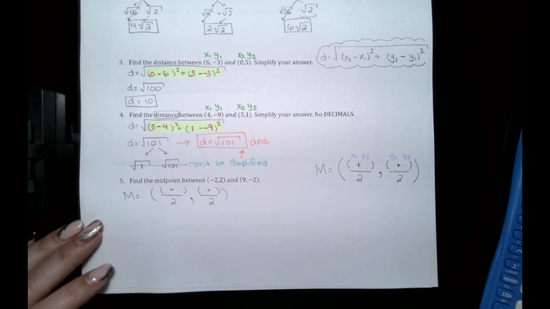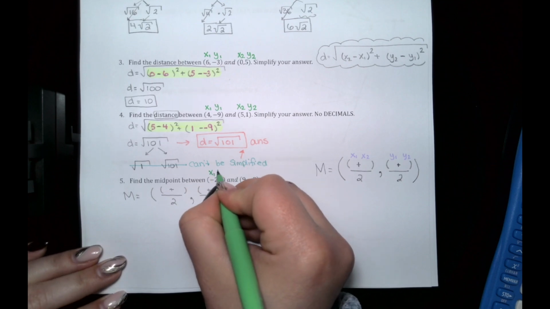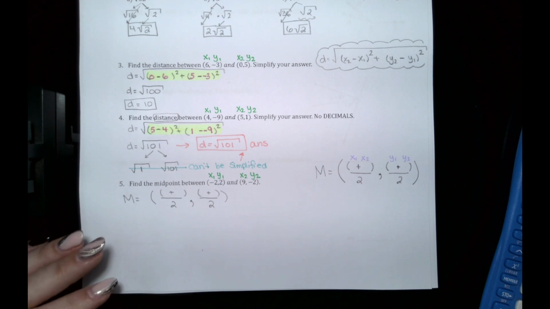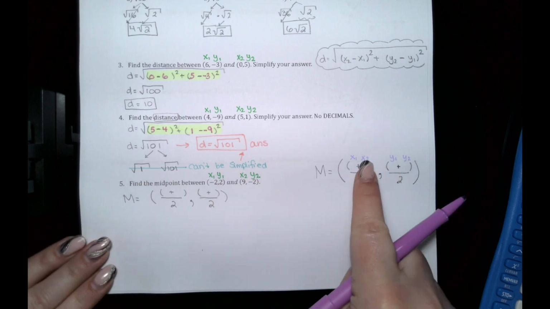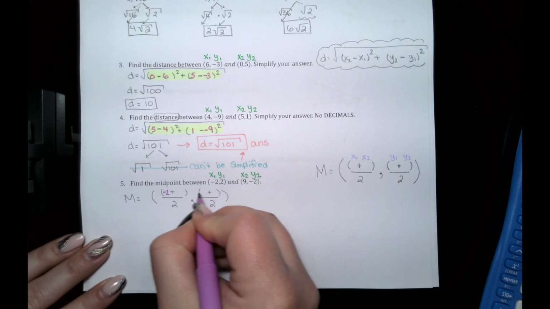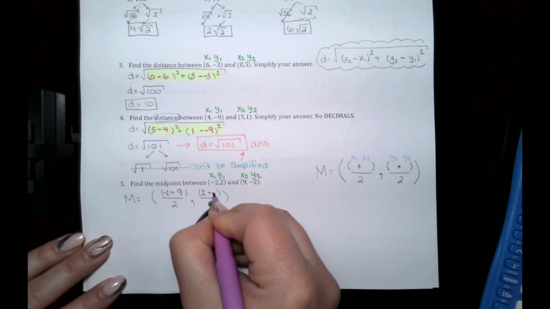Next, we're going to go back to our points and label our points exactly how we've been doing for distance: x1, y1, x2, y2. We're going to put in our points, but make sure you're following your formula. X1 is negative 2, x2 is 9, y1 is 2, y2 is a negative 2.